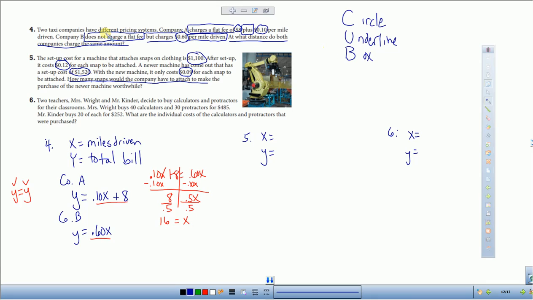Okay, and I'm going to box any of the key terms. Let's see. There's a setup cost. That seems important. After the setup, it costs each snap. That seems important. Oh, the new machine has a setup cost. Oh boy, they both have this. That seems like that's going to be in the equation. And then it only costs for each snap. This seems like this is going to be part of the information I need. So it seems to me that this snap keeps changing. It attaches snaps, so x must be the number of snaps. And then the y is probably going to be total cost.